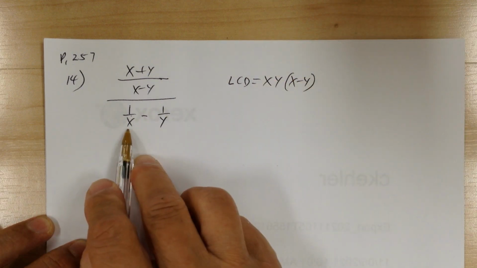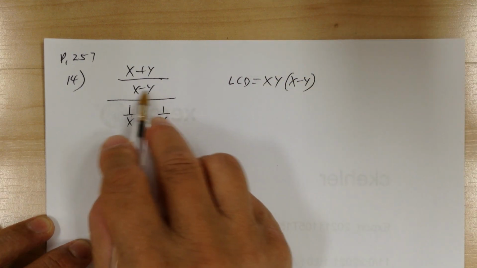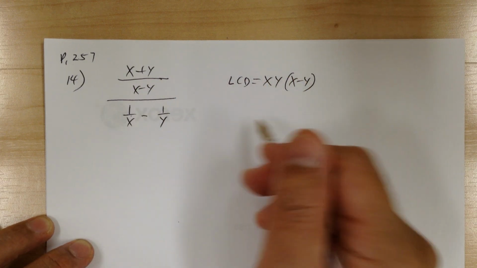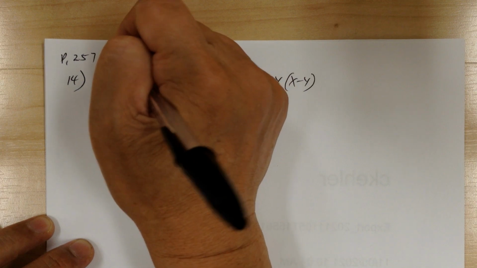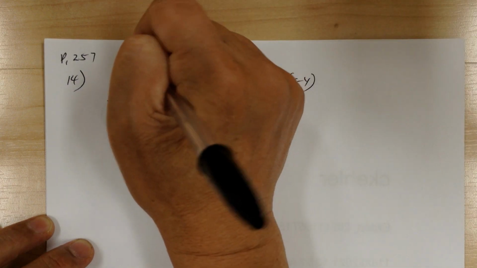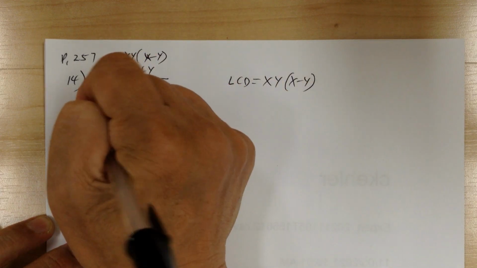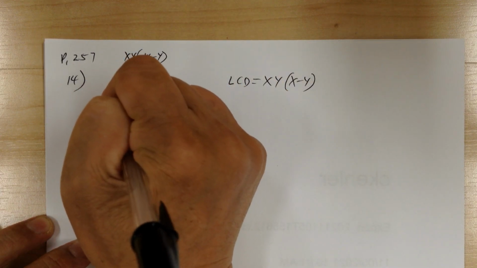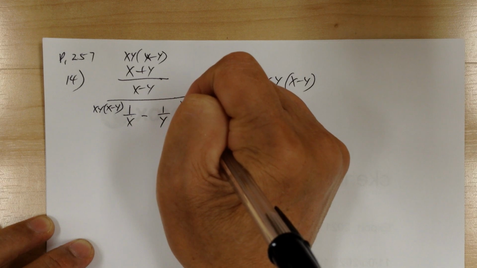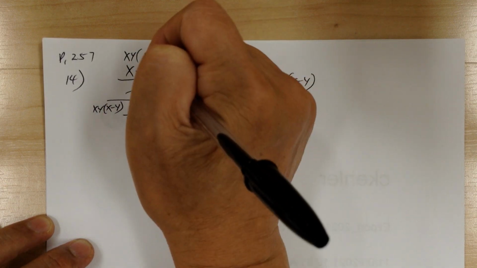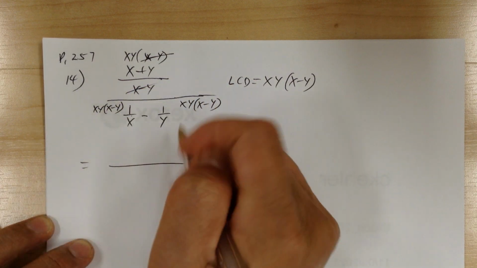So the alphabet would be x and y, and x minus y is a group, right? When you have addition or subtraction, you have to treat it as a group. So that's what you need to multiply. Multiply by x, y, x minus y for each term. So you've got x, y, x minus y, x, y, x minus y. So this cancels out.